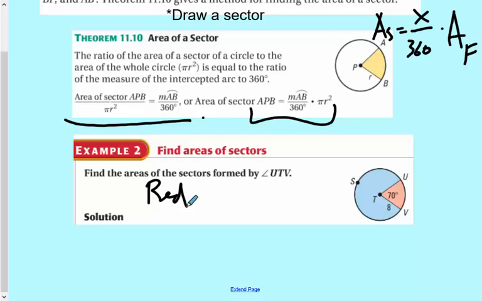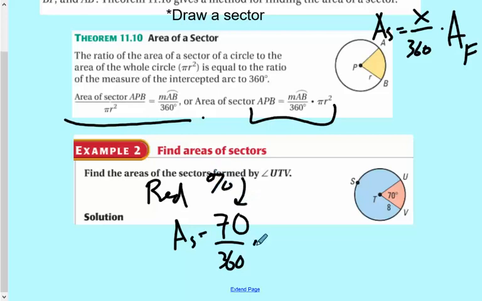So the area of the sector equals the percentage. We have 70 out of 360 degrees. That's our percentage right there, times the area of the full circle, pi times r squared, and the radius is 8. We can just type that into our calculator. I'm going to do 8 squared, so 64 times pi, then multiply that by 70, and then divide by 360 at the very end. So this is 39.095, so that'd be 39.10.